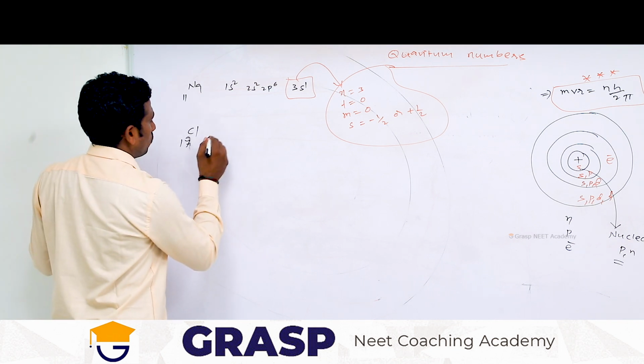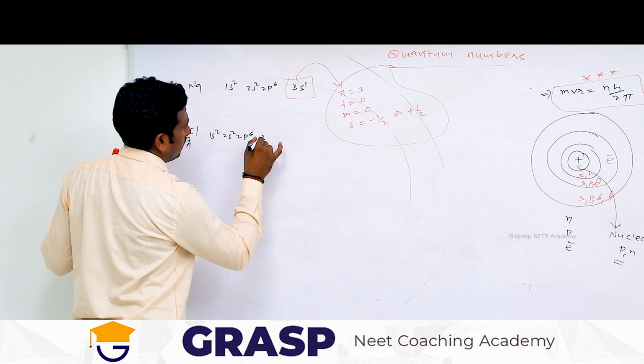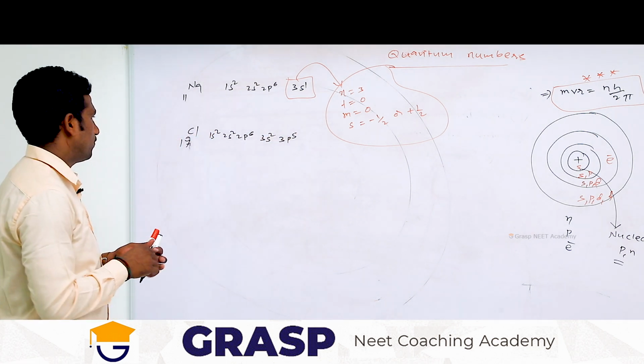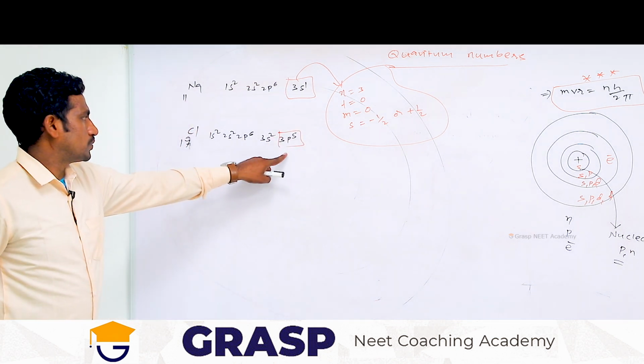Similarly, you can write the electron configuration for the chlorine atom: 1s2, 2s2, 2p6, 3s2, 3p5. This is the last electron of the chlorine atom. The last electron is present in this one.